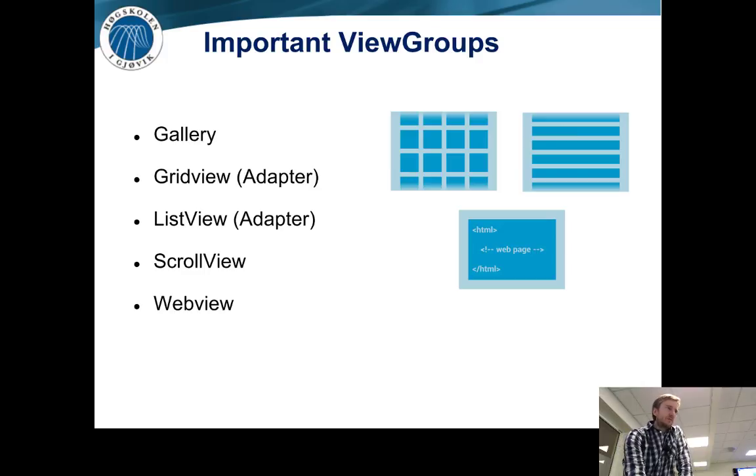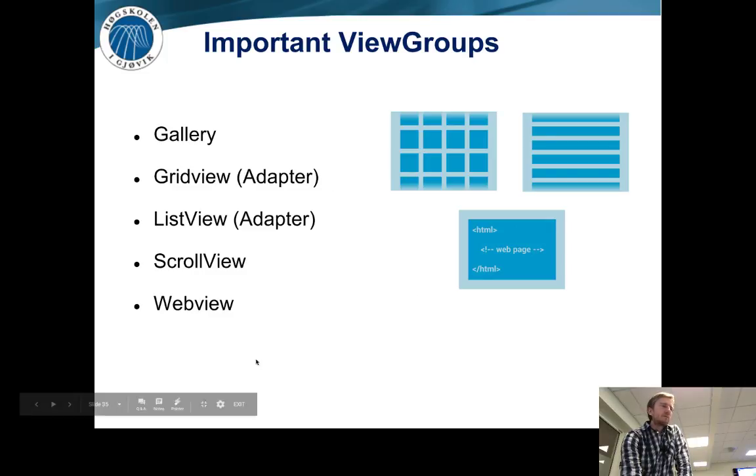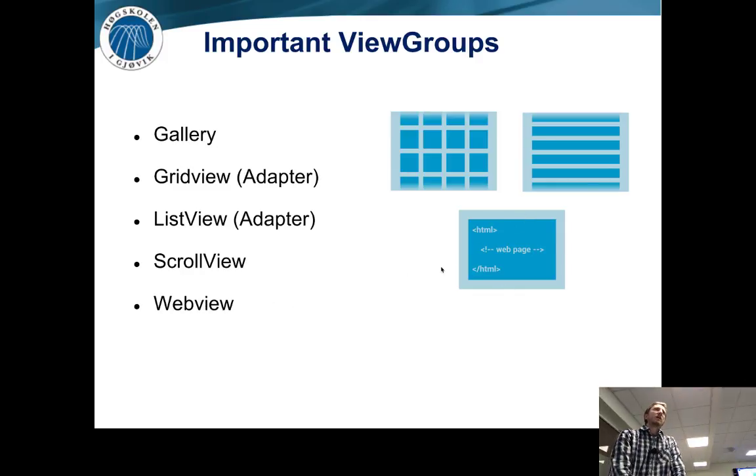Okay, so there are different view groups that you can use. You have a gallery, a grid view, list view, scroll view, web view, right? Those are important. Web view allows you to have HTML content with JavaScript. You can turn it off or turn it on, but you can basically render any URL in your app. Very convenient. You should use it for the feeds.